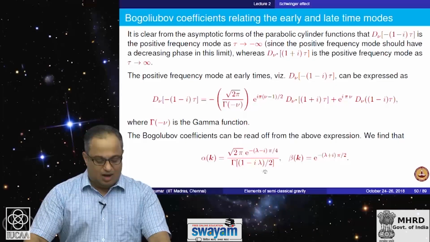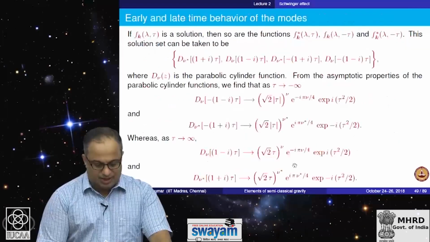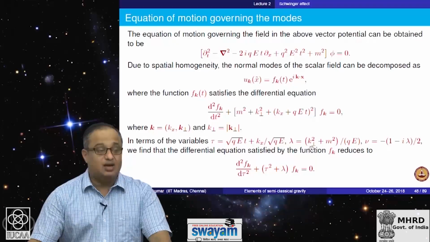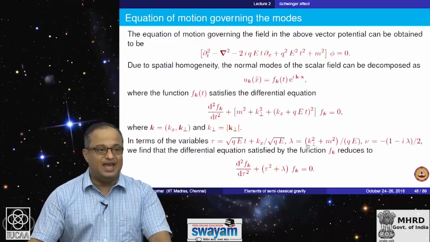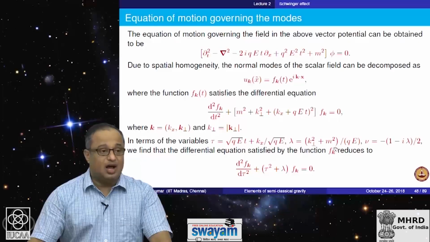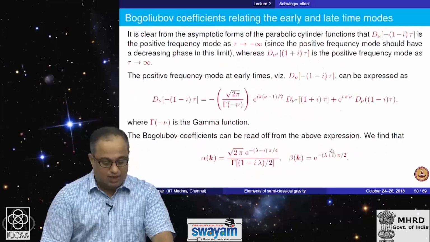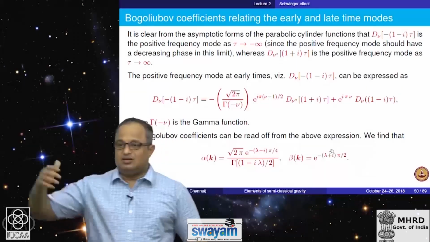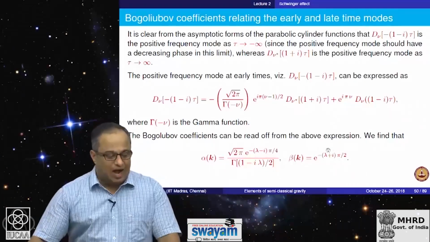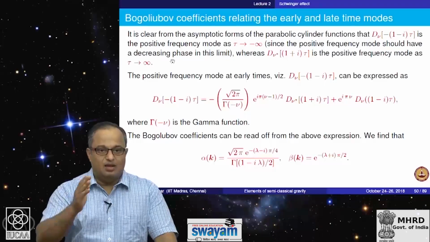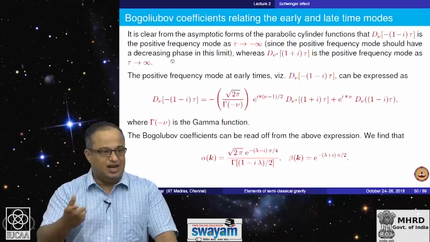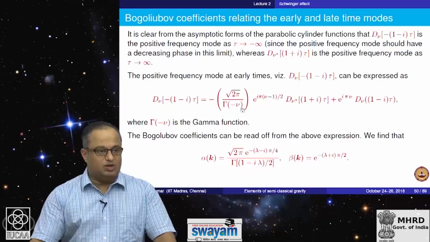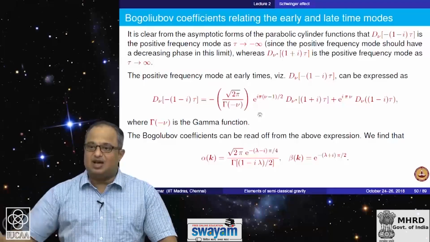Here lambda is given by this expression, remember. There is no k_x present in lambda, it is only k perpendicular, which is k_y and k_z, and the mass which appears. And remember, if you try to calculate the number operator, I can define an annihilation operator with respect to this positive frequency mode, which happens at late times.